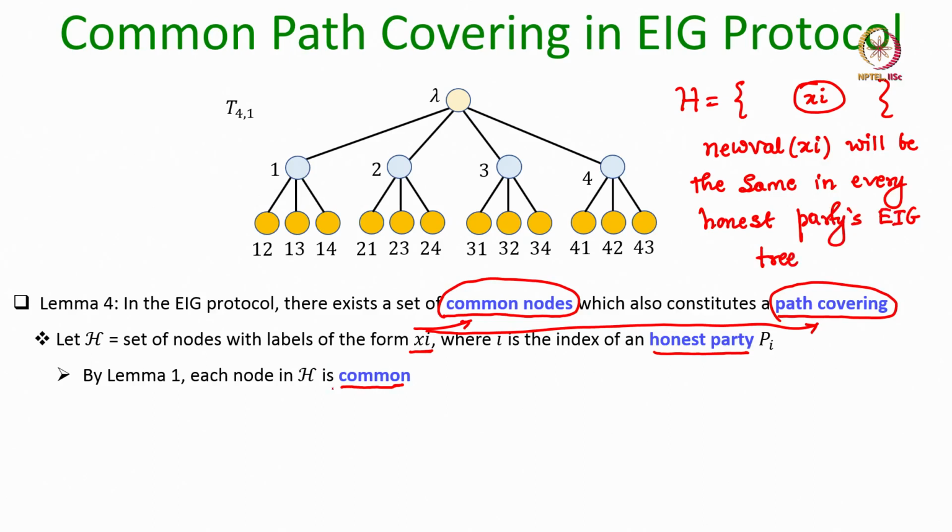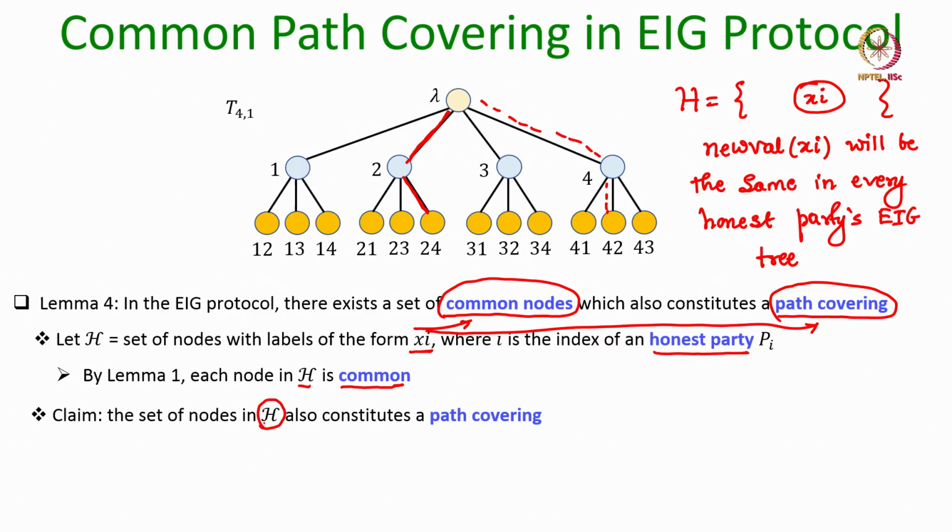Okay. So, the subset of nodes H is definitely common. Now, what we are going to claim here is that the set of nodes in H also constitutes a path covering. That means, if I consider any path from the root to the leaf, say the path where I go to the node 2 and then go to the node 2 4, or if I consider the path where I go from root to 4 and then from 4 to 2, the claim is in any of these paths at least one node from this set fancy H will occur.